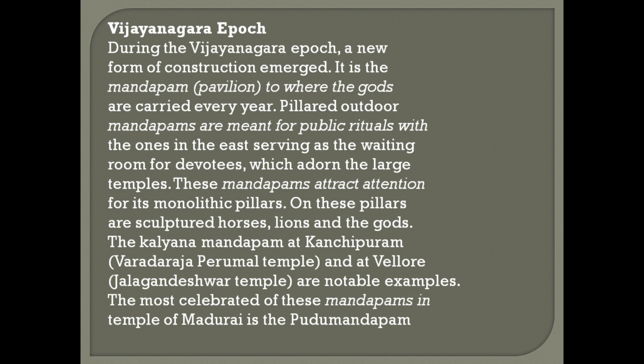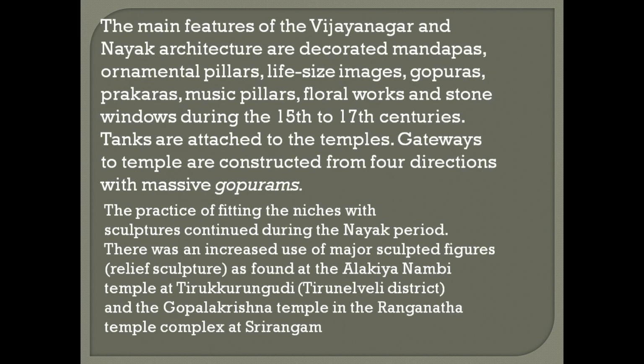On these pillars are sculptured horses, lions, and the gods. The Kalyana Mandapam at the Kanchipuram Varadarajaperumal temple and at Vellore Jalakandeshwara temple are notable examples. The most celebrated of these mandapas in the temple of Madurai is the Pudu Mandapam. The main features of the Vijayanagara and Nayak architecture are decorated mandapas, ornamental pillars, life-size images, gopuras, prakaras, music pillars, floral ceilings, and stone windows during the 15th to 17th centuries.